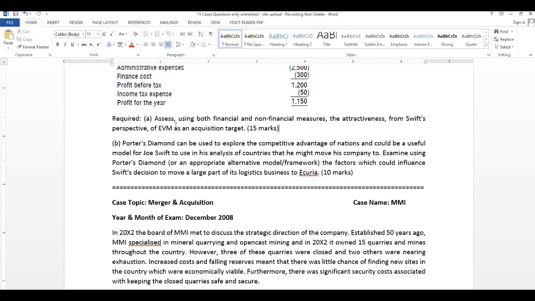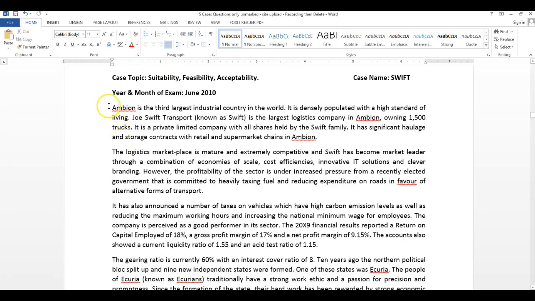This particular question has not asked you to write an answer in terms of the SFA analysis, but still that would be a more appropriate tool, because SFA is applicable when the company is trying to find out whether a particular strategic option is suitable for our company, feasible for our company and acceptable to our company. So SFA would be an ideal model for this question. There's also a second question which asks about Porter's diamond, but we are not going to discuss that question. You know that you have to apply the SFA to the other company, which is EVM.